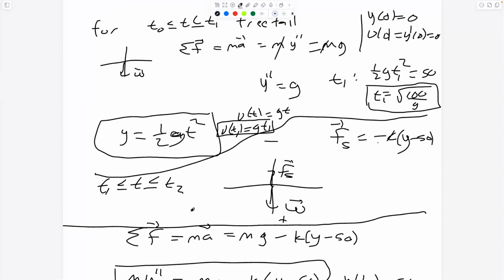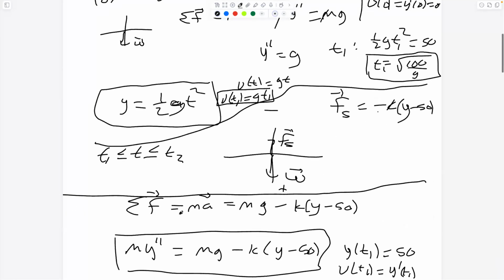Then move on to the section when the cord is stretching. Draw a new free body diagram. Here's Newton's second law. Explain what's going on here. This is Hooke's law. Let me write that down in here. Hooke's law.